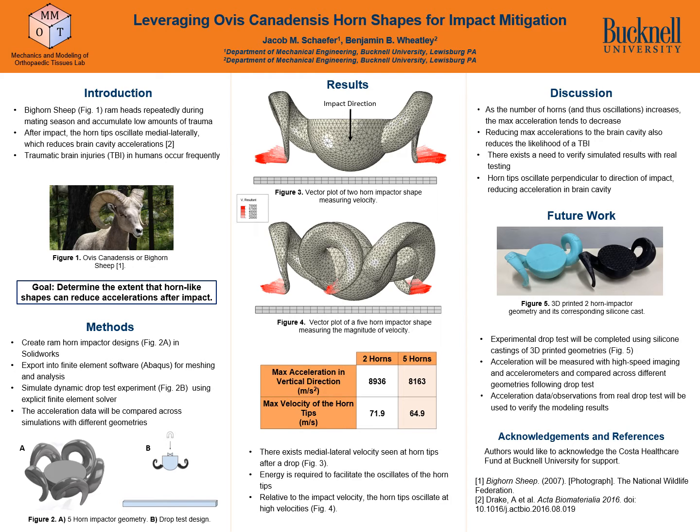Previous research has shown that these shapes actually allow for an oscillation at the tips, which helps to reduce brain cavity accelerations. Due to these elastic energy dissipative effects, my continuation of this research is motivated by the potential to develop an optimized ram horn shape that can be used to reduce the likelihood of traumatic brain injury in humans following any collision with the head.